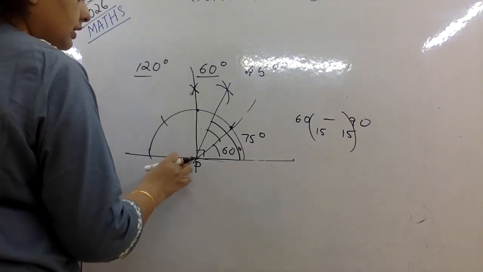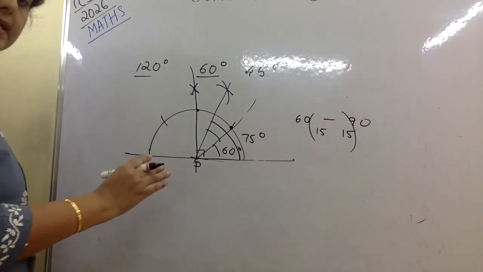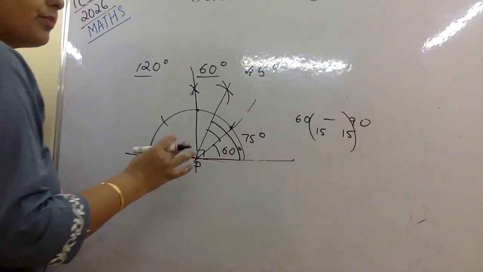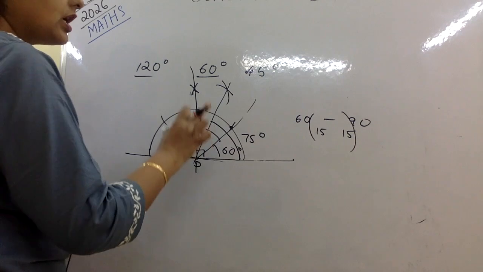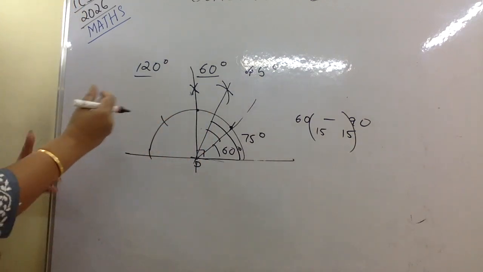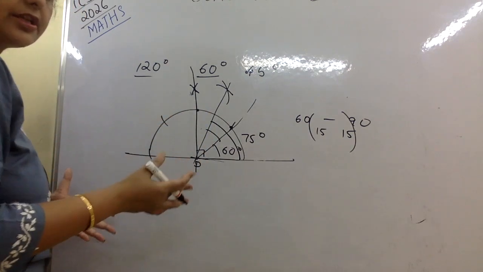Now remember, all these angles can be made with a protractor, but it is very little acceptable. It is better not to use a protractor for these angles which are multiples of 15. You might not get your marks.